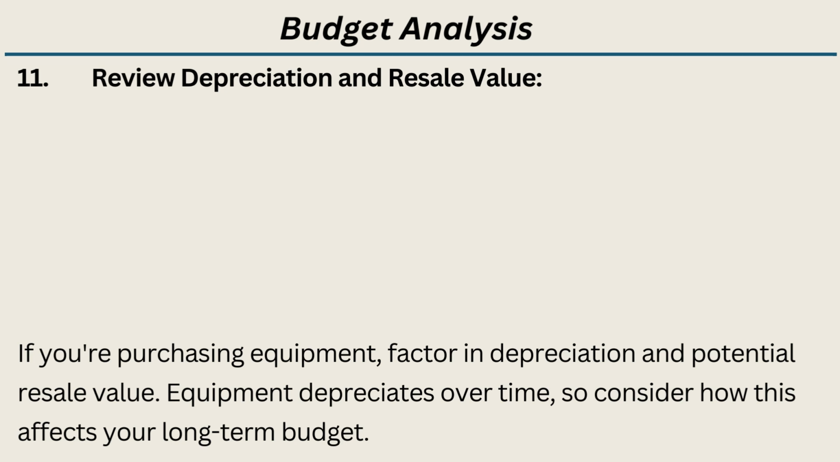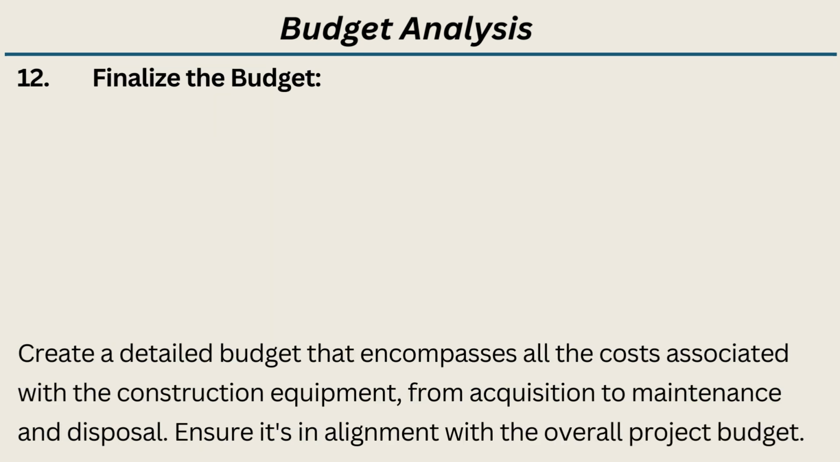11. Review depreciation and resale value. If you're purchasing equipment, factor in depreciation and potential resale value. Equipment depreciates over time, so consider how this affects your long-term budget. 12. Finalize the budget. Create a detailed budget that encompasses all the costs associated with the construction equipment, from acquisition to maintenance and disposal. Ensure it's in alignment with the overall project budget.